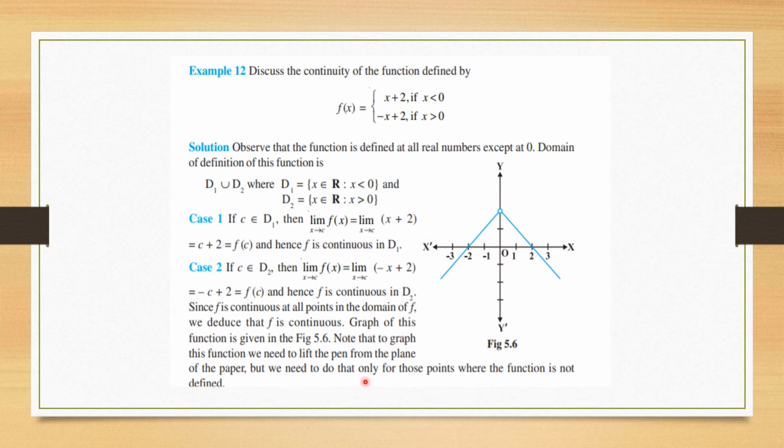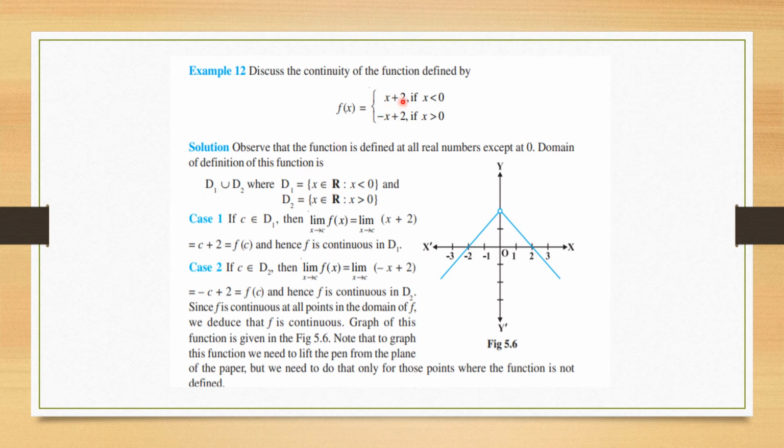So we need to do that only for those points where the function is not defined. That means the function is not defined, so this is the point of discontinuity of the function, meaning the graph has a break. This is written here also: observe that the function is defined at all real numbers except 0, because it is not defined at x equal to 0. So the domain of this function is defined as D1 union D2.